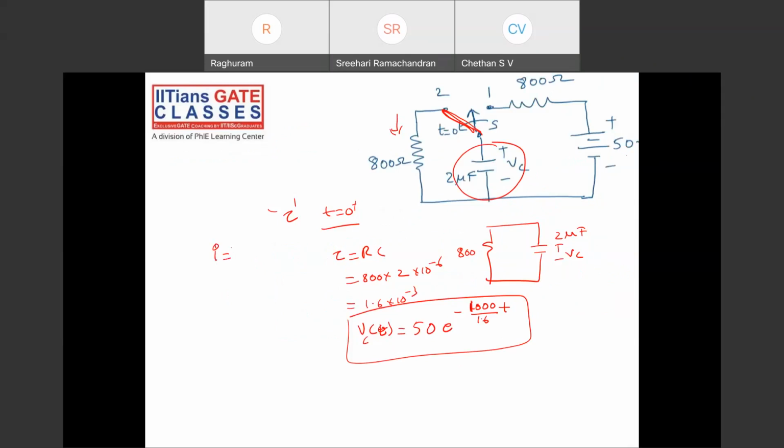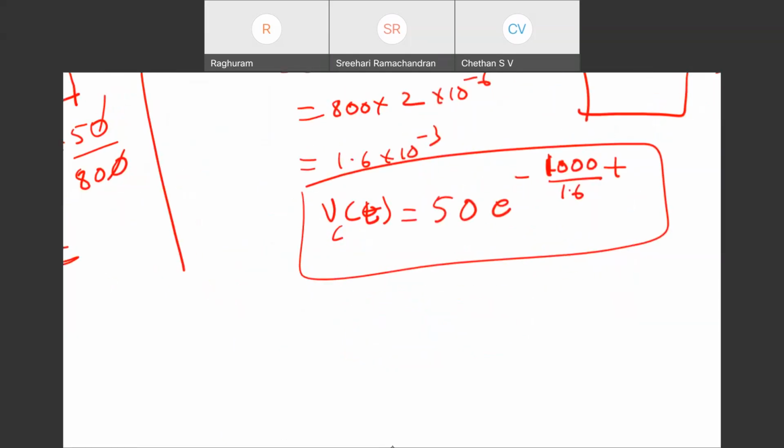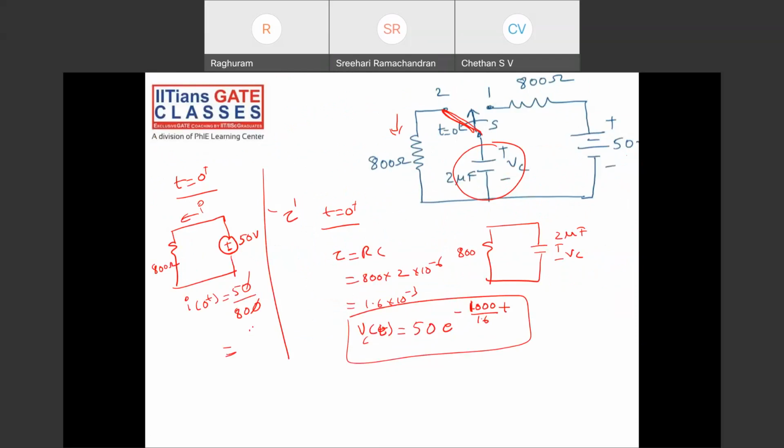So if I draw the circuit at t equal to 0 plus, it is something like this. This is a voltage source of value 50 volts, 800 ohms, and this is my I. I of 0 plus will become 50 by 800, which is 1 by 16 amperes. Okay, clear?